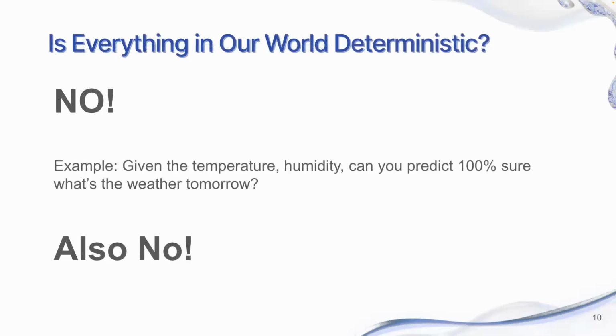But I think everyone knows that everything in our world is definitely not 100% deterministic. As an example, if I give you the temperature and humidity today, can you predict what the weather is tomorrow with 100% confidence? Probably not. You can say, today is raining, so I predict tomorrow will also be raining, maybe, but you're never 100% sure. It's more like predicting a probability, like I'm 70% sure tomorrow is going to rain. That's also what weather forecasts do. They're not always 100% accurate.